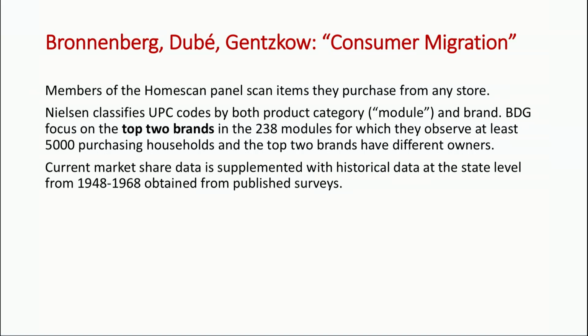Nielsen classifies UPC codes by product category and brand. In this paper, they've picked 238 different modules. So a module could be mayonnaise. They picked modules where they have at least 5,000 households purchasing that item, and where the top 2 brands are owned by different firms. So for instance, in the cream cheese module, the number 1 cream cheese is Philadelphia cream cheese. The number 2 cream cheese is Philadelphia Heights cream cheese.